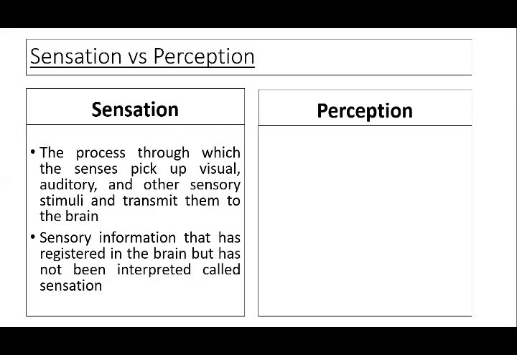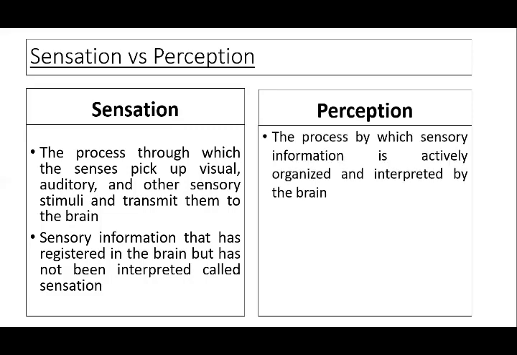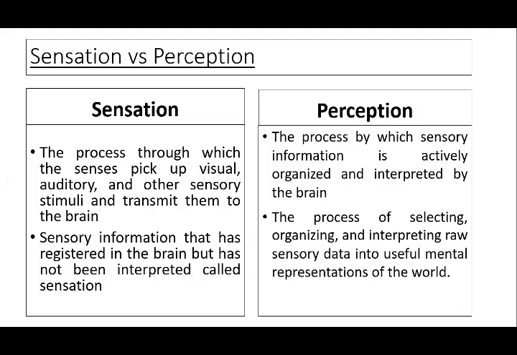Whereas, contrary to sensation, perception is a process by which the sensory information is actively organized and actively interpreted by your brain. Got it? So what's the difference between the two?